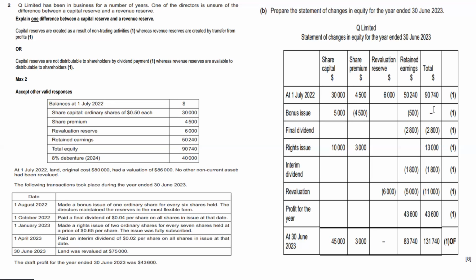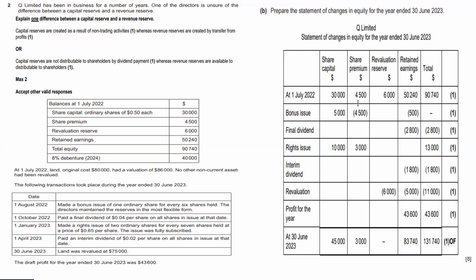Paid final dividend of 0.04 per share on all shares in issue at that date. So what are the shares in issue at that date? 35,000, so into 0.04. No, on all the shares. What are the number of shares on that date, dear? You have 35,000 as your capital. Oh, okay. So if you want to find the number of shares, what will you do?